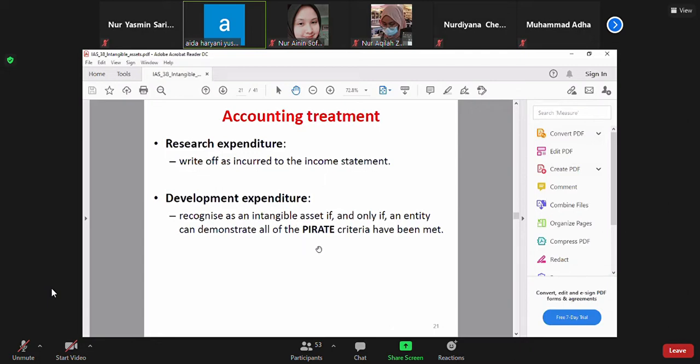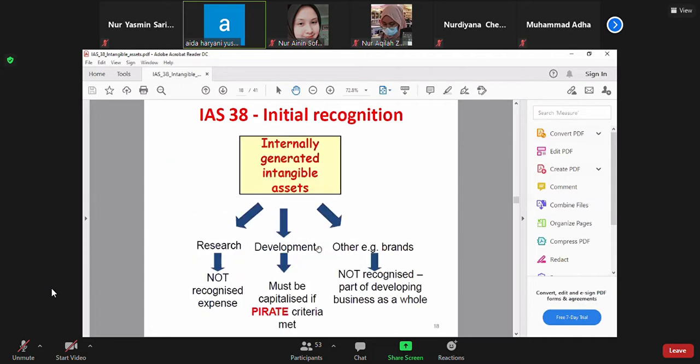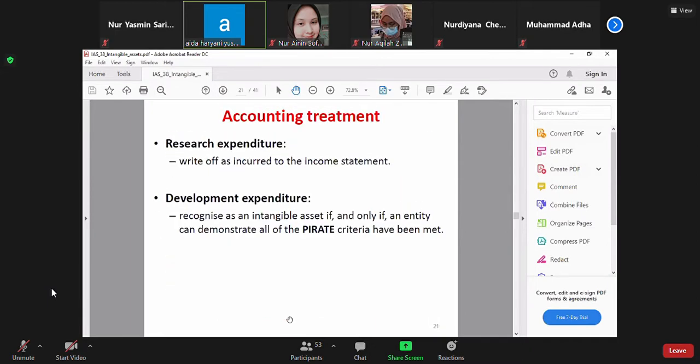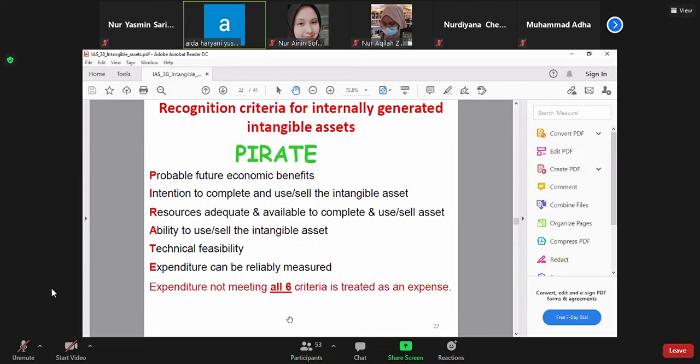Okay, so what does it mean by that? This one must be capitalized if the criteria are met. What are the criteria? The first one, recognition of probable future economic benefits. When they develop the anti-vaccine and sell it, meaning there will be inflow to the company.